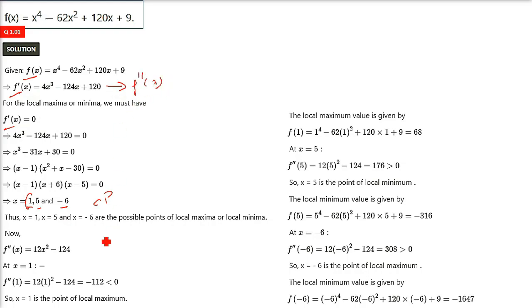When we are done with the double differentiation, now place these critical points, 1, 5, negative 6 in this case, into f double dash x. When you place these values, you are going to get negative or positive. If it is negative, it is a local maximum. When it is positive, it is a local minimum. And now once we have got this local maxima and minima, you have to find out the value of the function at these 1, 5 and negative 6. 68, negative 316 and minus 1647 will come. This is the whole scenario.